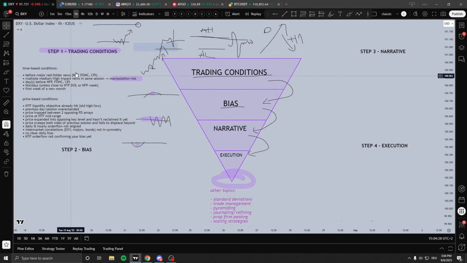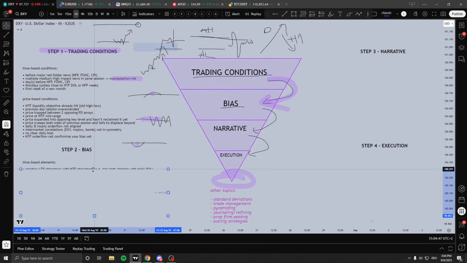So once you have assessed the trading conditions, then we can go over to the bias, right? So conditions are done. We are trading in high probability conditions. We expect an expansion profile. But the next question is, what is the bias? In what direction do we want to see the expansion to occur?